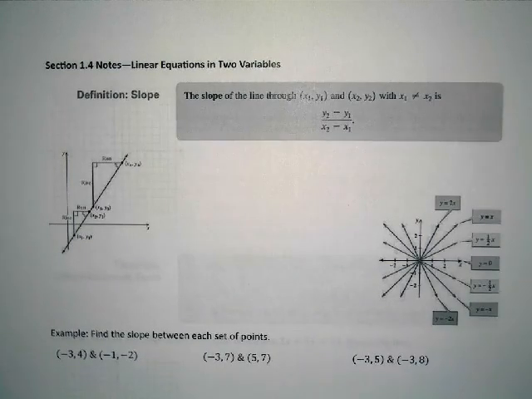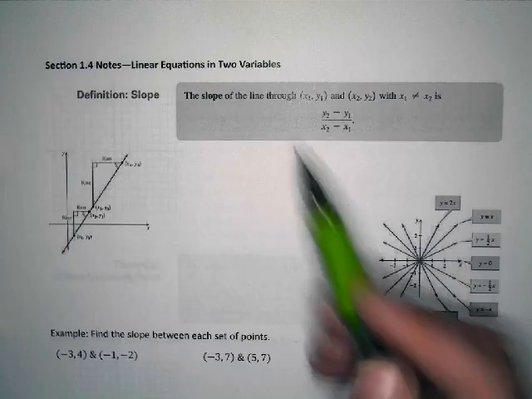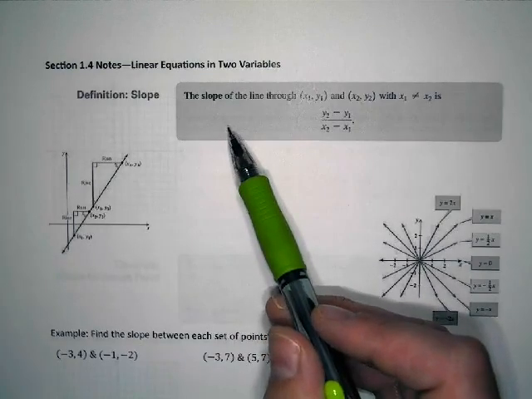In this video, we'll be completing the section 1.4 notes, linear equations in two variables. So we're kind of going back. We're starting with straight lines again, and we're going to look at the other two equations of lines that we didn't look at in section 1.3. So first we're going to define slope.